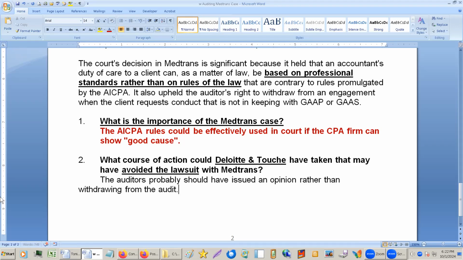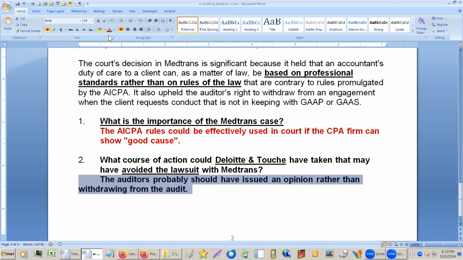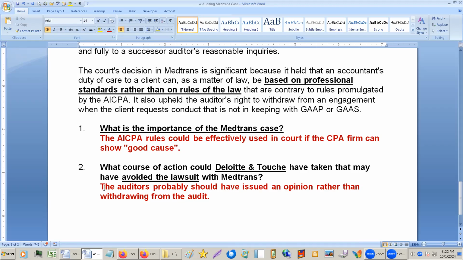So they probably should have issued an opinion rather than withdrawing from the audit. And again, I'm happy that they did what they did because it really fixed things going into the future. But if you don't want to lose a tremendous amount of money, you're in a CPA firm, and usually they don't. You probably just should have issued an opinion rather than withdrawing. You're hired to give an opinion, give an opinion.